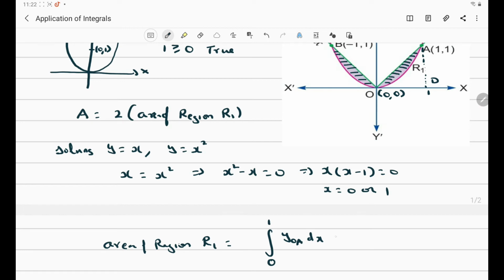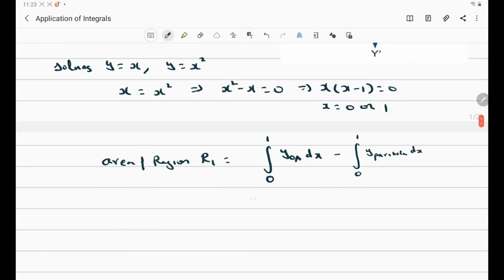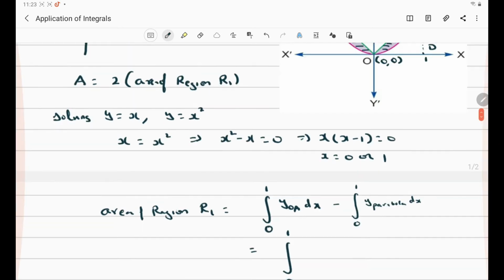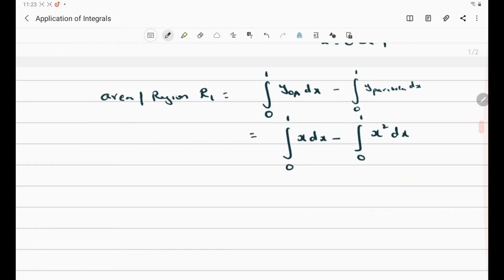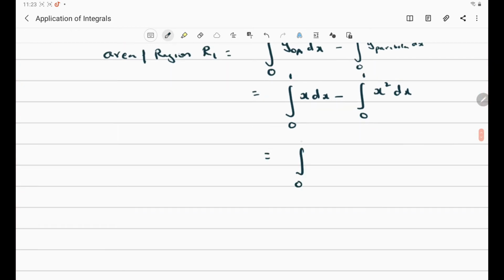So from that we have to subtract the area under the curve from 0 to 1, the area under the parabola, that is y of the parabola dx. So we get this as integral from 0 to 1, y of the line is x dx, minus integral 0 to 1 y of the parabola is x square dx. So we get this as integral 0 to 1 x minus x square dx, and this is equal to x square by 2 minus x cube by 3.